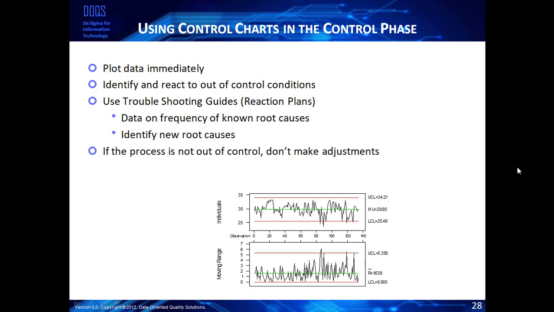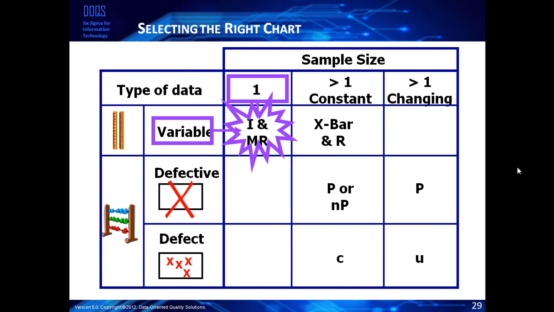If you're doing Six Sigma, you're using control charts in the control phase of your life cycle, and a separate discussion on Six Sigma could lay out how all of that happens. Again, you're looking at sample size and types of data in selecting the right chart. On this example, if you've got variable data and a sample size of only one, you'll be using the individual and moving range chart. So the types of charts you'll use will vary based on the type of data you have and the size of your sample.